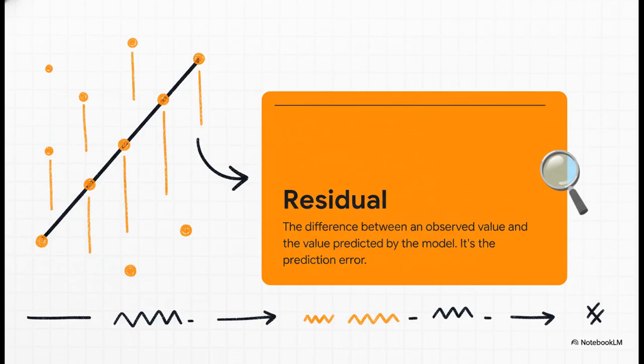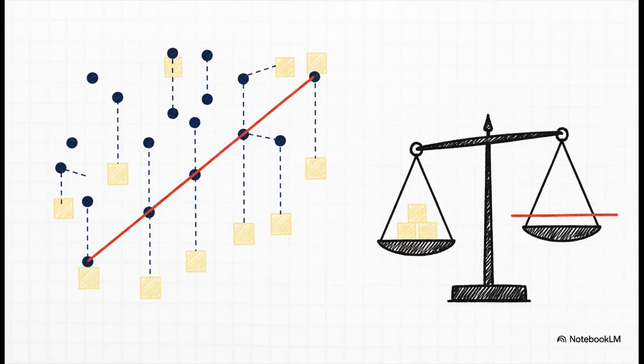Of course, in a perfect world, all our points would be right on the line and we'd have zero residuals. But the real world is messy. So the best line is simply the one that makes all these little errors, these residuals, as small as possible. The computer's job is to find the one single line that minimizes the sum of all those errors. That's why it's called the least squares regression line. It's the line with the least amount of error, giving us the most accurate model we can possibly get.